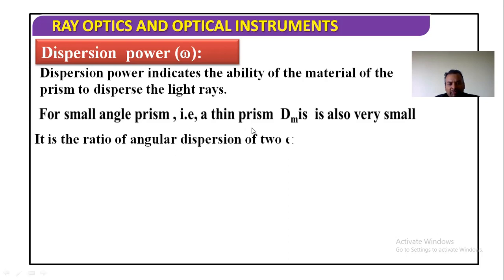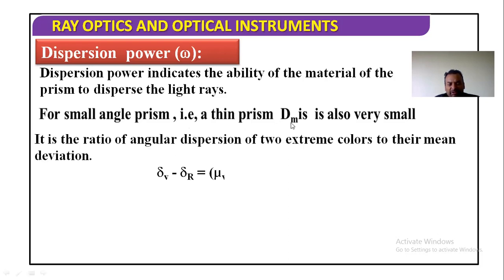Already we know the deviation produced by the prism, that is represented by delta m, and one more formula which is the angular dispersion. Theta is equal to delta v minus delta r. We have already derived this. Theta is equal to delta v minus delta r, which is equal to mu v minus mu r into a. We have calculated this, so this formula we know. And this is called the prism formula. This prism formula we also know.